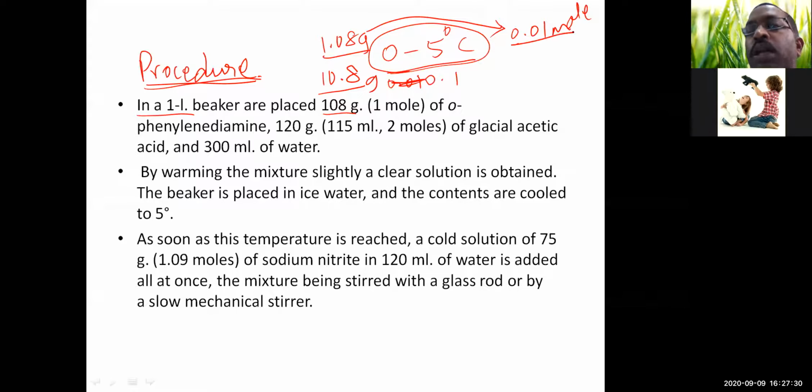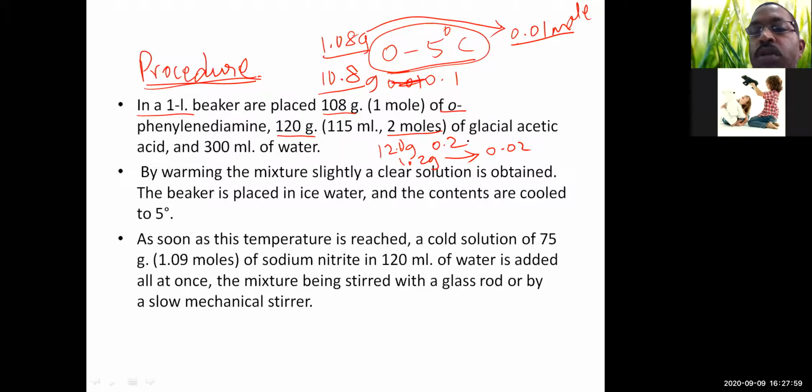So this is how we calculate. Okay, and then the orthophenylene diamine. So we are taking here 120 grams of orthophenylene diamine, which is 2 moles. So if it is 12.0 grams, then it is 0.2 moles, and if it is 1.2 grams, then it is 0.02 moles.